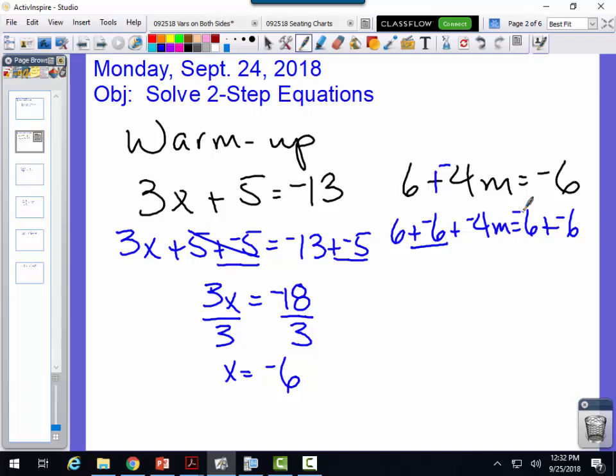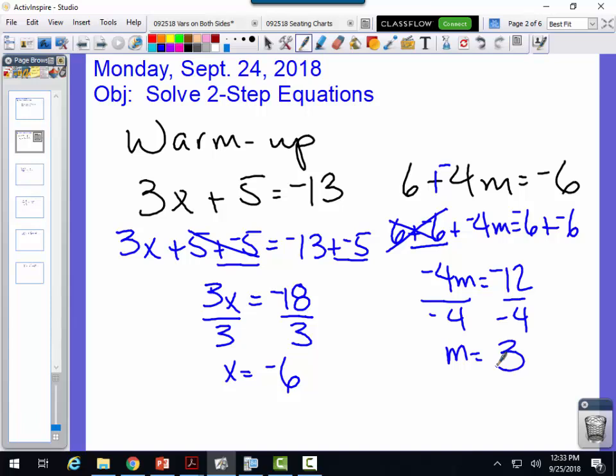All right, so now my 6 and my negative 6 on the left-hand side go away, and I'm left with negative 4m. And on the right-hand side, I have a negative 6 plus another negative 6, which gives me negative 12. Okay, so now I've got to multiply by negative 4, so we divide by negative 4 on both sides, and you end up with m is equal to positive 3. So that's the process that we go through in order to solve a two-step equation.